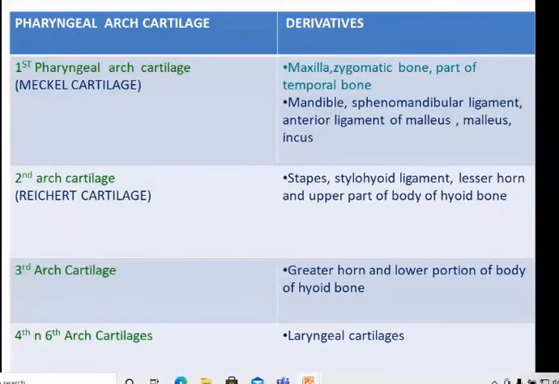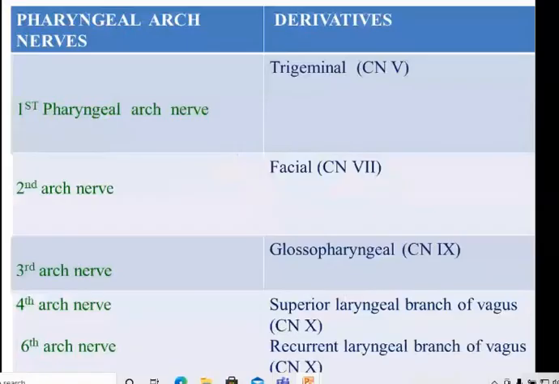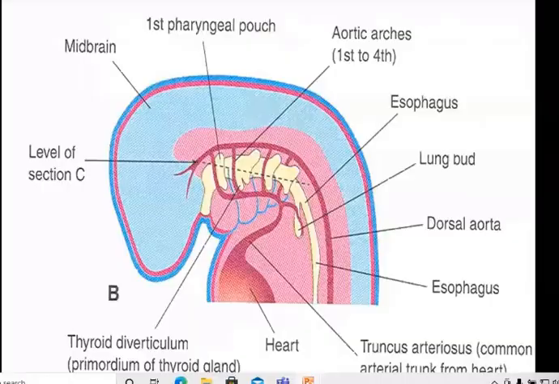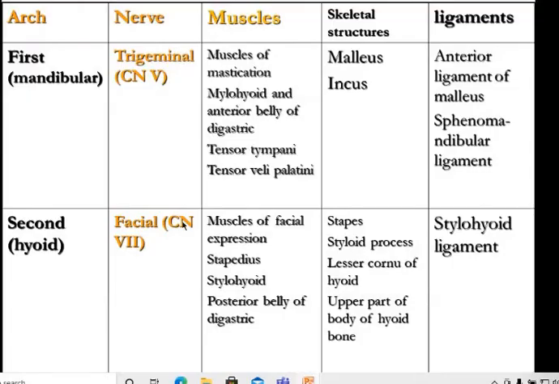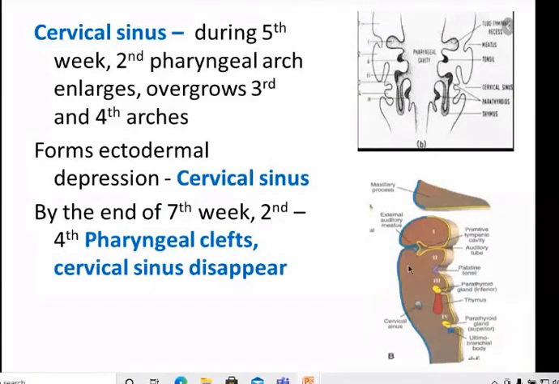And what are the different derivatives of the pharyngeal arch cartilage? This you must know. You should know this table, the trigeminal nerve, and these are the muscles, the skeletal structures and the ligaments. You need to remember this figure and how the cervical sinus is formed, and the congenital anomalies of the branchial apparatus or pharyngeal apparatus.